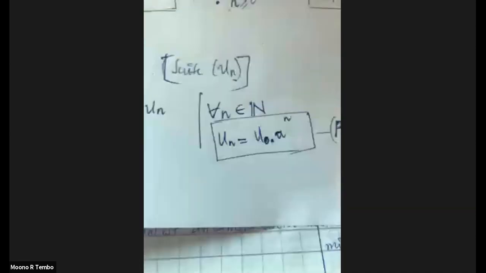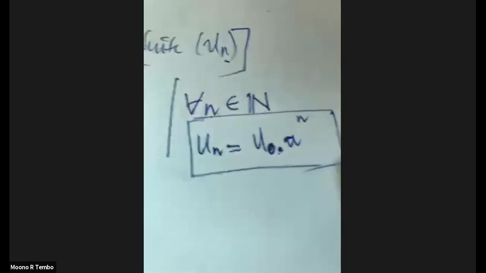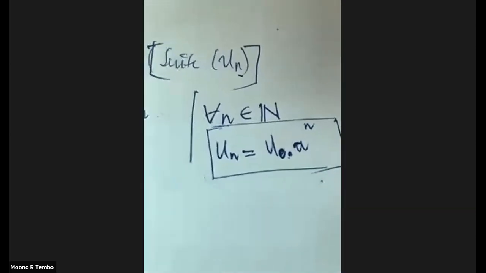Property 1. It's a property under geometric sequences. It's this one here. So let's say, for example, our n is equal to 0. What's going to happen here is that it's actually going to be equal to, let me write it down and I'll show you. u0 is equal to u0 times a to the power 0.